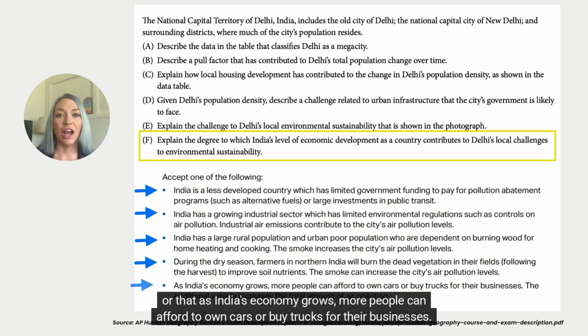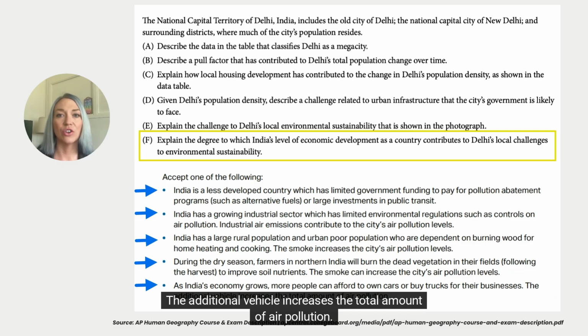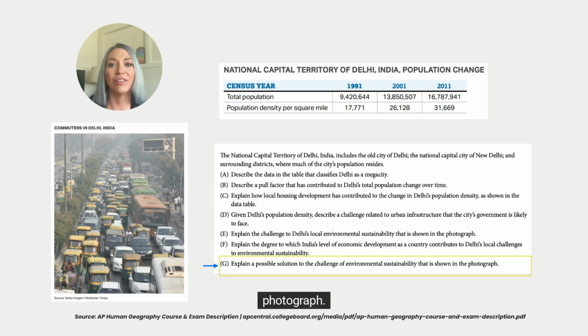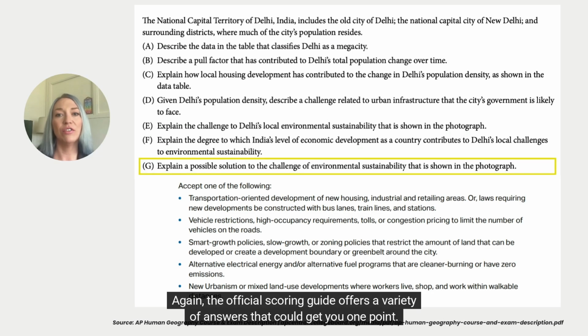Or that as India's economy grows, more people can afford to own cars or buy trucks for their businesses. The additional vehicles increase the total amount of air pollution. Our last bullet, Part G, asks us to explain a possible solution to the challenge of environmental sustainability that is shown in the photograph. Again, the official scoring guide offers a variety of answers that could get you 1 point.